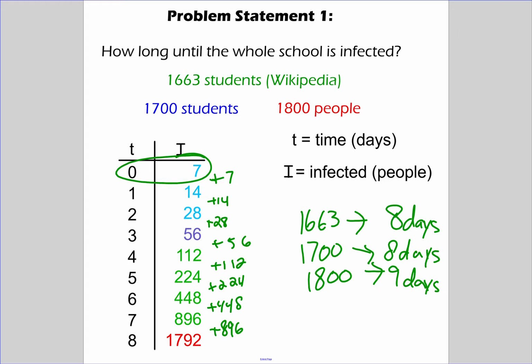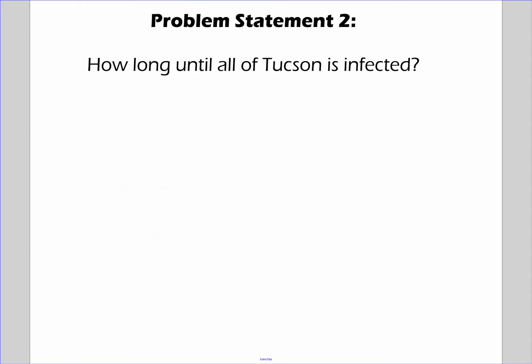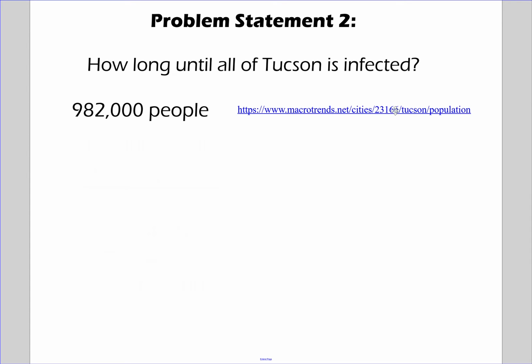So that's problem number 1, how long is Pueblo going to be infected? And then problem number 2, how long until all of Tucson is infected? Again, a quick search of the internet, Macrotrends, gives a population of 982,000 people for 2020. Maybe you want to use that, maybe you want to use 1 million people. Just knowing that it's doubling, we could even start after day 8, 1,796, and plug that into a calculator and keep multiplying over and over by 2 until we get something.